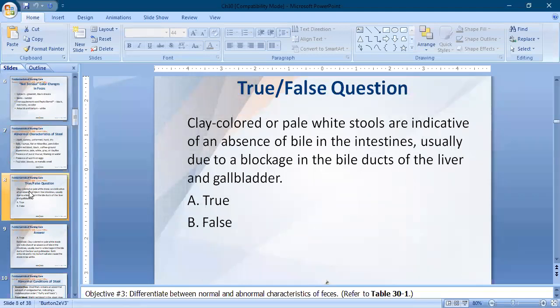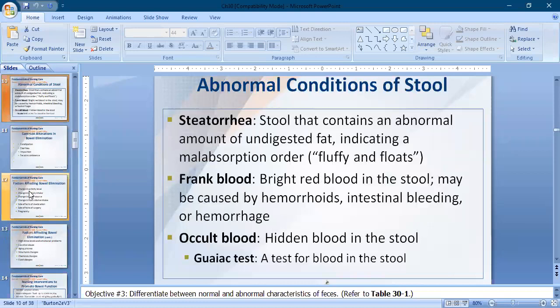So there are some questions we left here. When you have free time, you can read. And now let's go to steatorrhea, some more terminology related to the NCLEX board exam. Steatorrhea means when stool is mixed with fat, undigested fat, and the stool looks like a soap water mixture. Stool that contains an abnormal amount of undigested fat, indicating malabsorption of fat, is called steatorrhea.